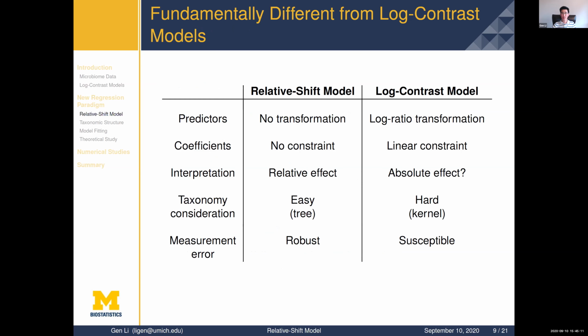And directly comparing this model with the log contrast model, you can see that they are very different and built on very different rationales. In particular, in terms of predictors, we do not use any transformation, and we do not need to impose any constraint on the coefficients. And in interpretation, we can directly interpret the contrast of regression coefficients as a relative effect. And in a second, I'll show you that it's actually very easy to incorporate extrinsic structures such as the taxonomic tree. And it's also robust against measurement error, as I'll show you in a couple of slides.